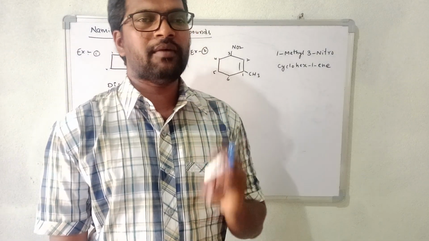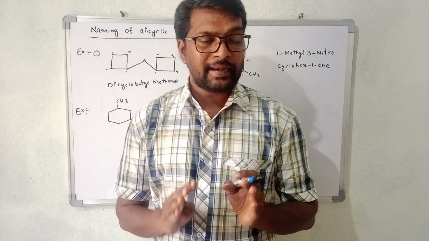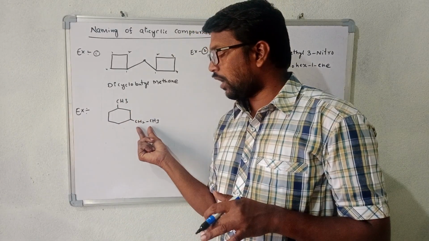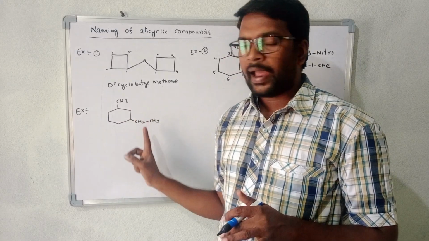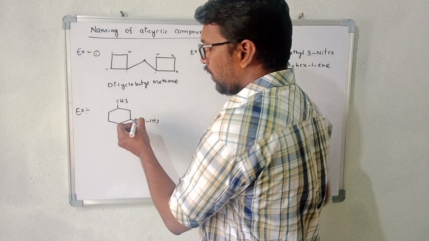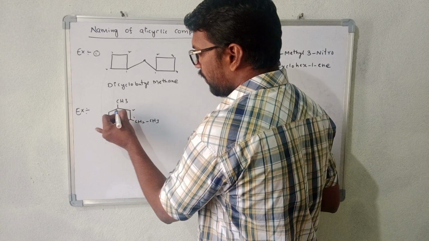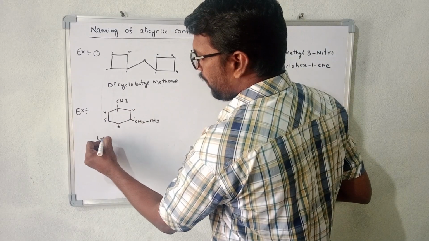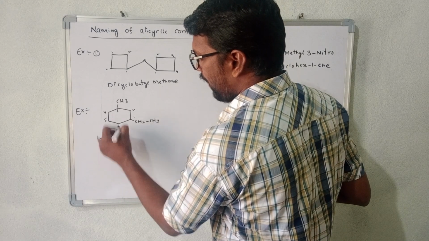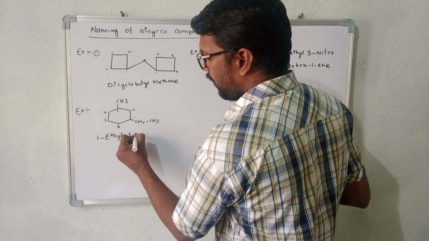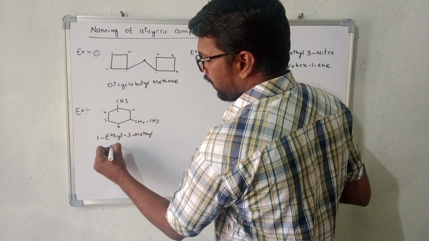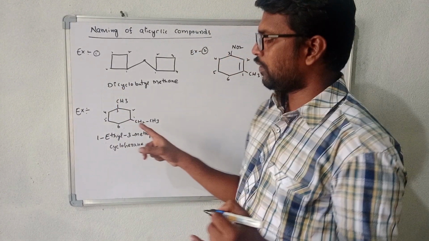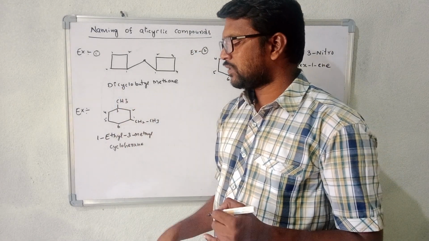Remember, whenever 2 substituents are present, we write the name according to alphabetical order. Here CH3 indicates methyl, 2 carbons means ethyl, so it is M and this one starts with E. That's why we give the lowest number to this: 1, 2, 3, 4, 5, 6. On the first position the ethyl group is present, so we write 1-ethyl, and at the third place the methyl group is present, 3-methyl, cyclo, 6 carbons means hex, and we write hexane. So its name is 1-ethyl-3-methylcyclohexane.